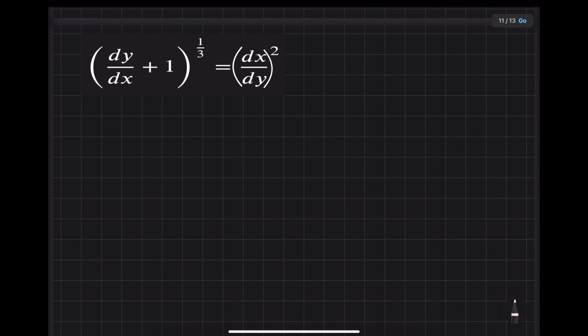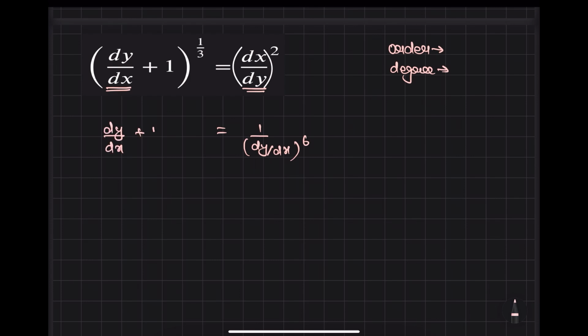Now look at here. If you observe, again we have to mention order and degree. So look at here, this is dy by dx and this is dx by dy. So here we have a problem. Okay, so what we will do, we will take cube on both sides. So we will take cube, it will become 6. So can I write this thing as dy by dx power 6 dy by dx plus 1.